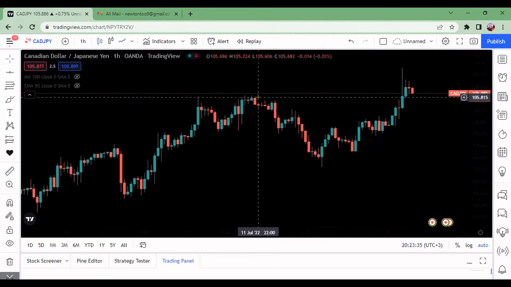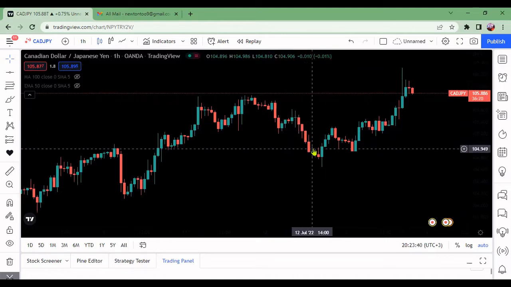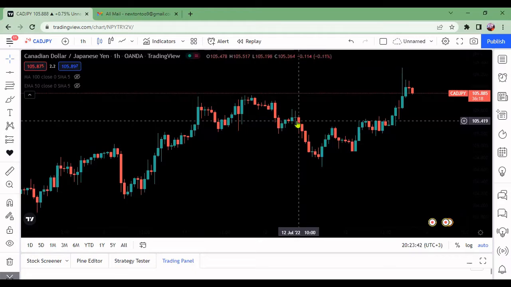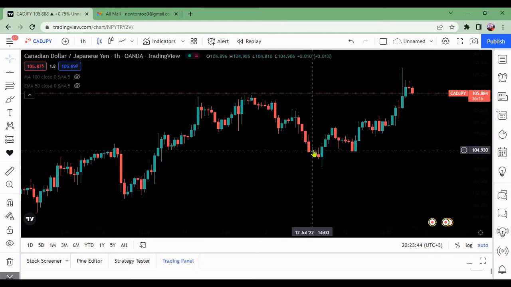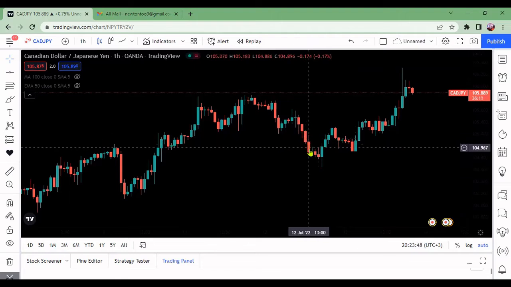Whenever the market sells, it produces big red candles. You can see the big red candles. This means the sellers are in control of the market.